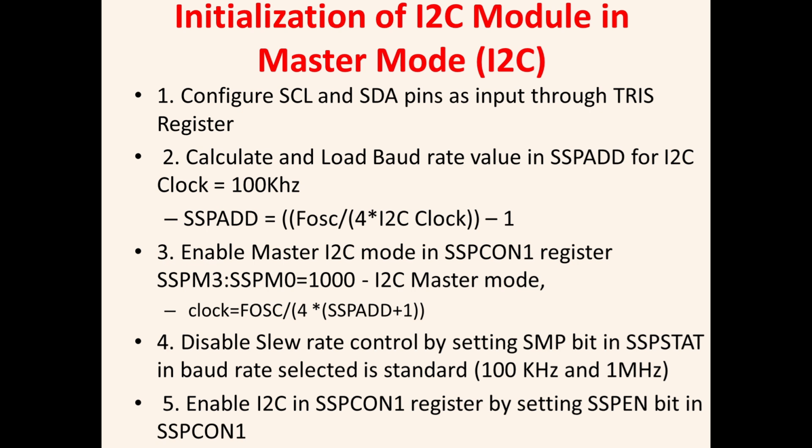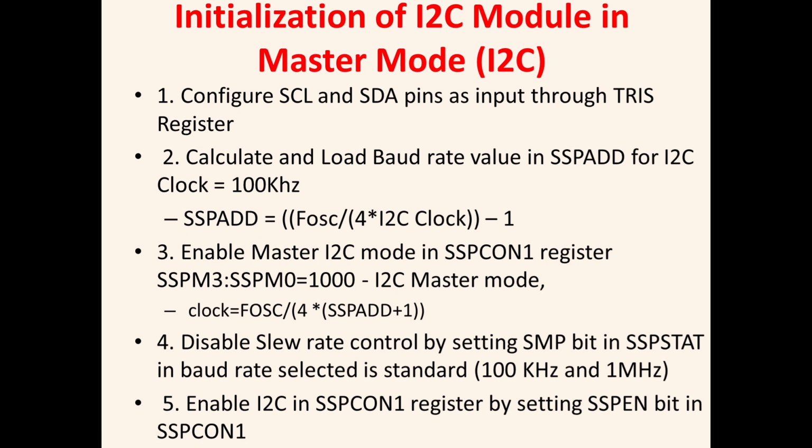For this 100 kilohertz, FOSC is, for example, considered as 48 megahertz. So for this I2C clock and the standard system clock frequency, by putting all those values together, you will be able to generate the slave address. From the computation of this formula, you get a decimal value, convert that value into hex, and that hex value has to be loaded in the SSP add register.